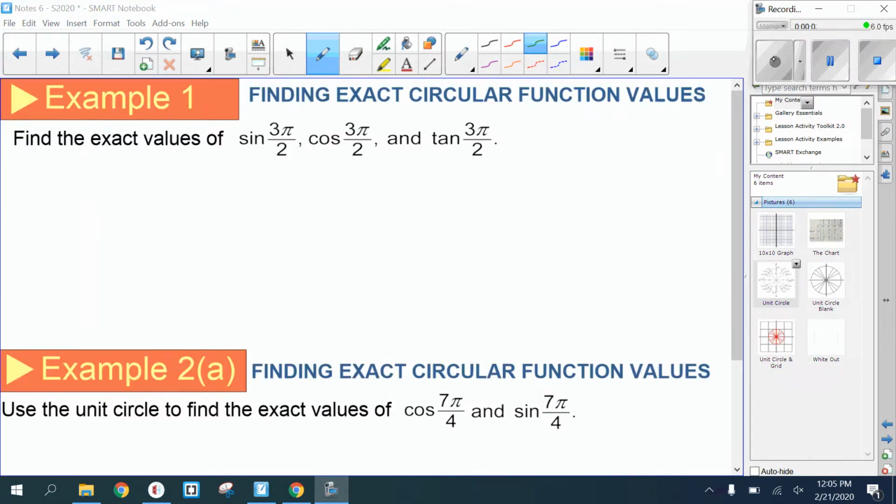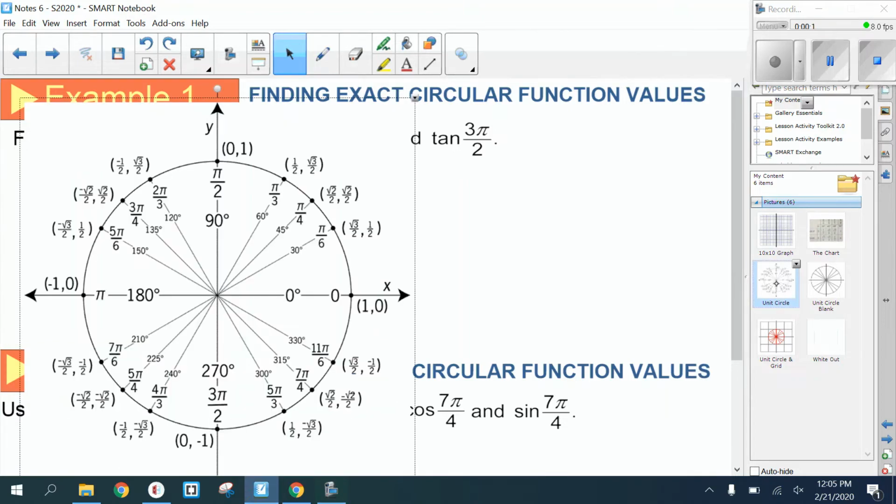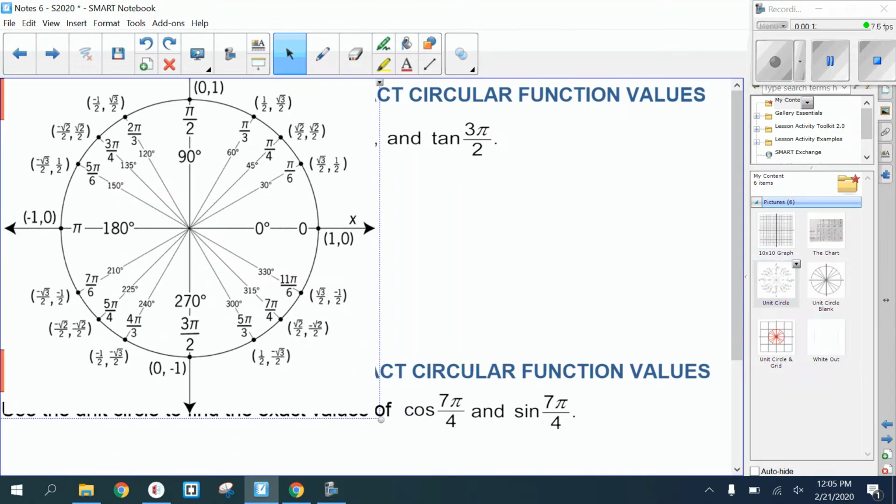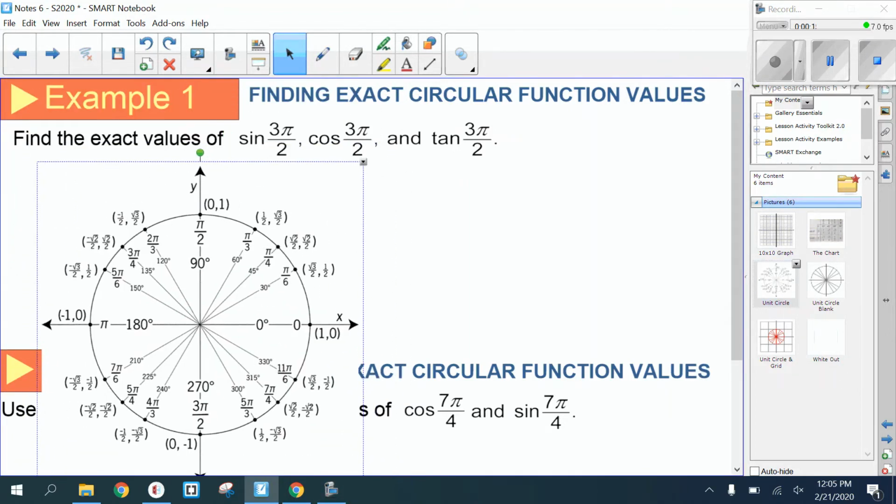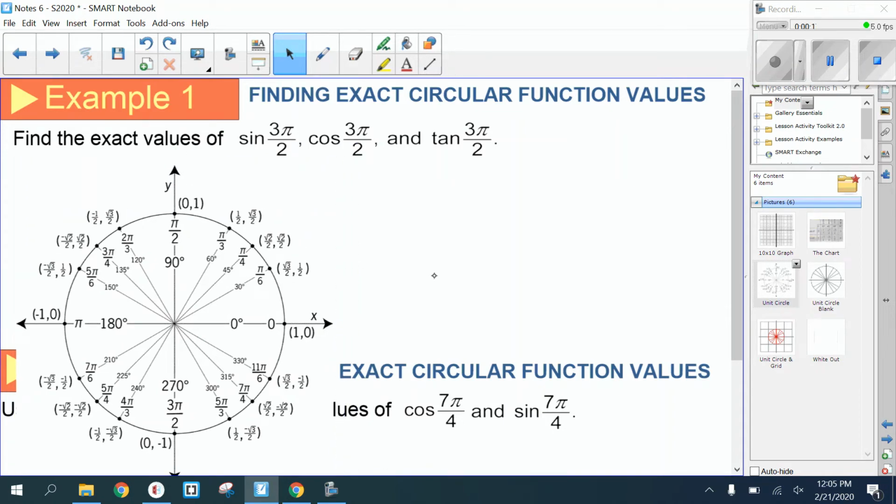Example 1, find the exact values of these trig functions. Okay, we've already done these. You should be comfortable with these using the chart, but check out what happens if you use the circle. I'm going to shrink this down. If I look at the circle here, it's even easier because what you have to do is go to 3 pi over 2. That's my angle I'm looking at.